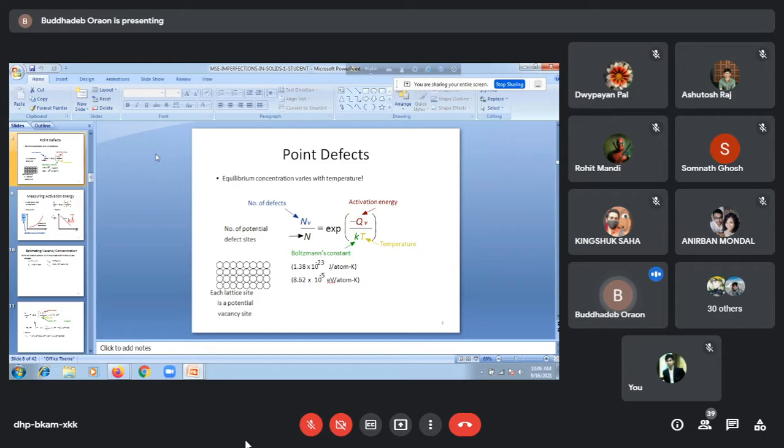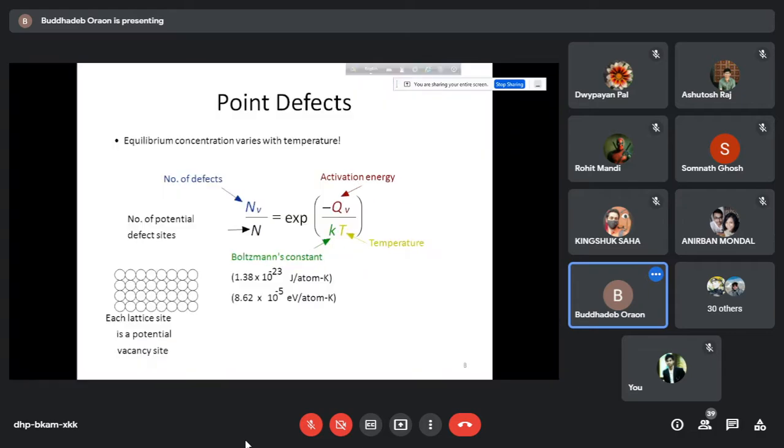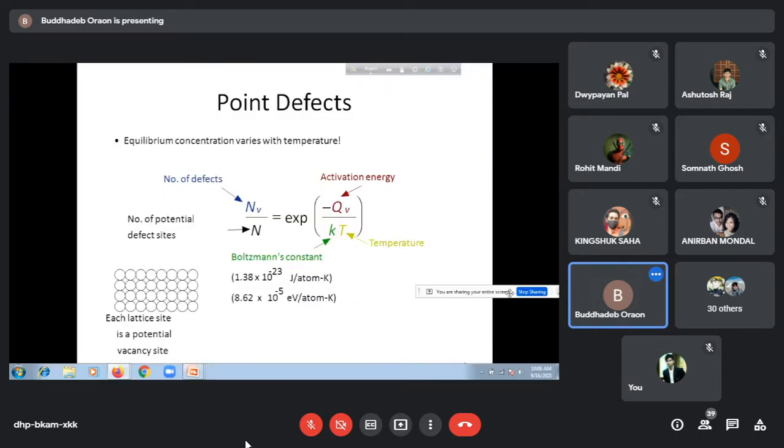We will continue our discussion with imperfections in solid. So this was the slide we were discussing in the last class. This is an equation probably you are familiar with. It has been written in a slightly different form, but you know this equation. This equation is known as the Arrhenius equation.